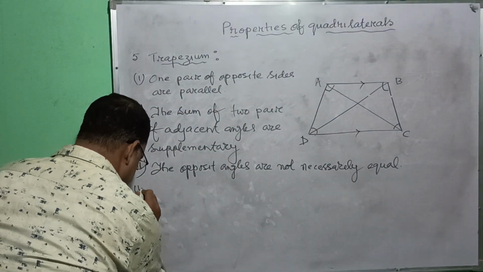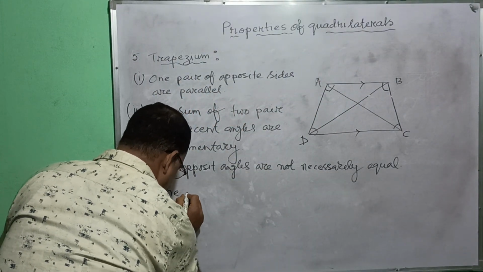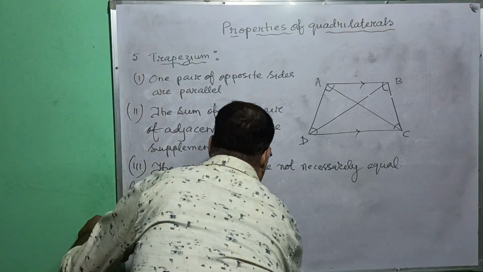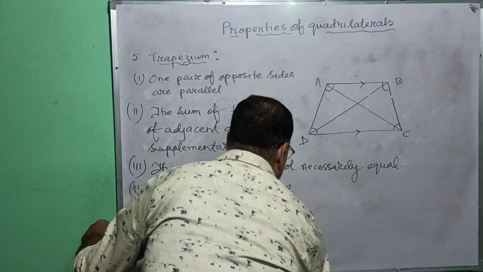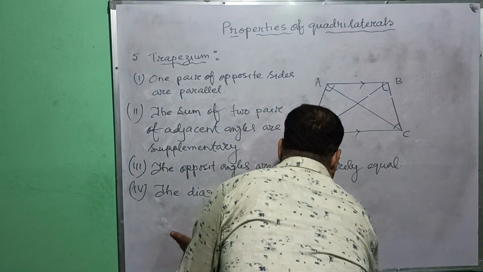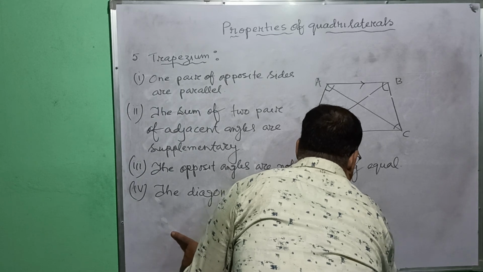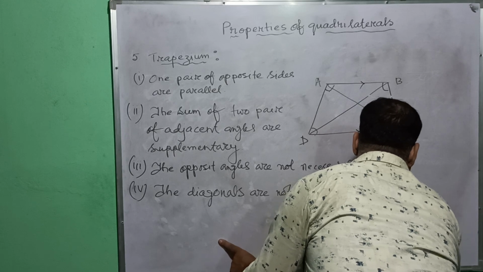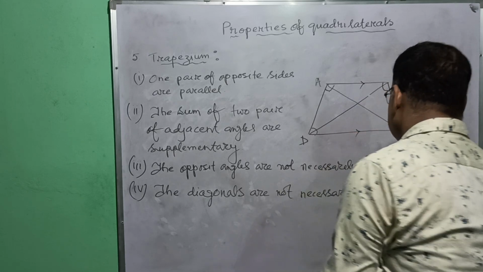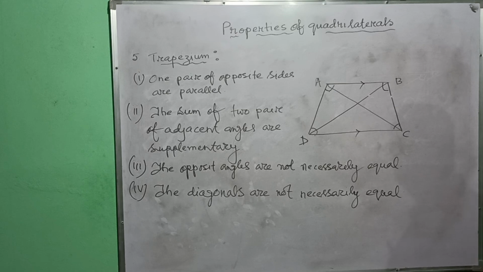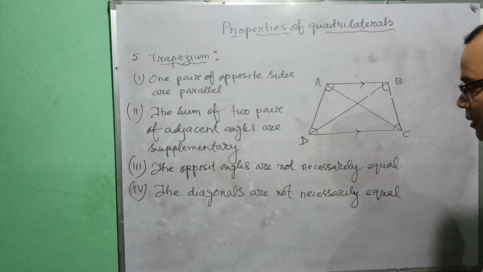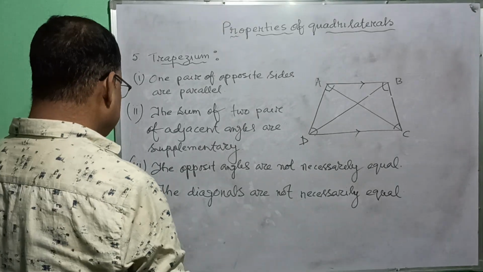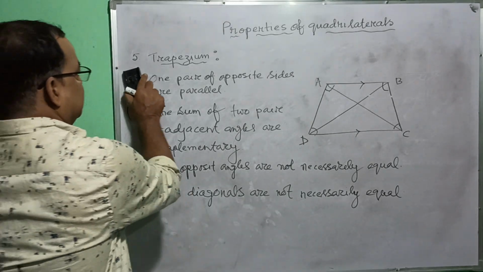Number 4, the diagonals are not necessarily equal. It means the diagonals also may not be equal. It may be equal, it may not be equal. If it is not equal also, it does not matter in case of a trapezium. So these are the 4 important properties of a trapezium.